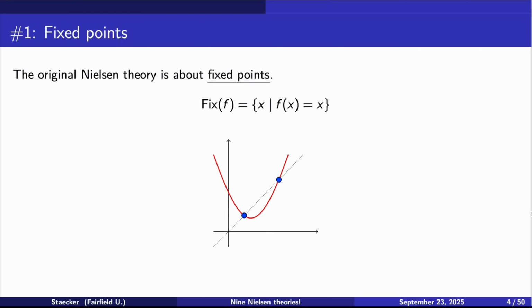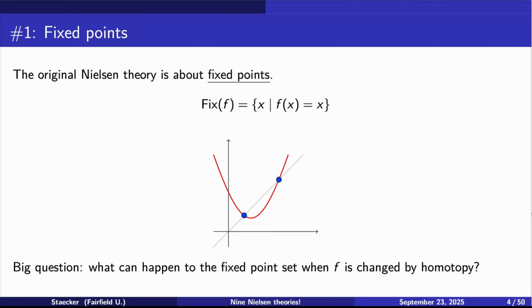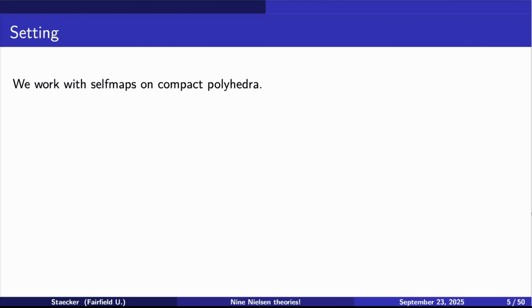And the big question which we ask in Nielsen theory is how can the fixed point set change when f is changed by a homotopy? So if you just think of this curve here and you move it a little bit, what is the effect on the set of fixed points? All right. Generally, we're going to work with self-maps. It has to be self-maps if you talk about fixed points, but compact polyhedra is the standard setting for Nielsen theory. It can be slightly more general than that, but this is the usual.